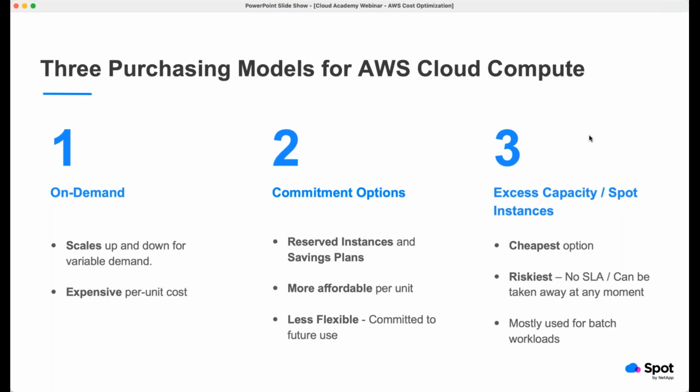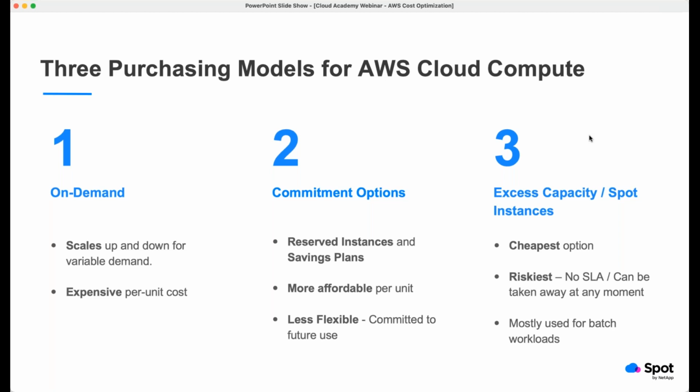Specifically on EC2, that same EC2 instance that you would have bought on demand, or that same EC2 instance that you would have bought with commitment, you can get for 10 cents on the dollar, a 90% discount. Now, why do they offer this?